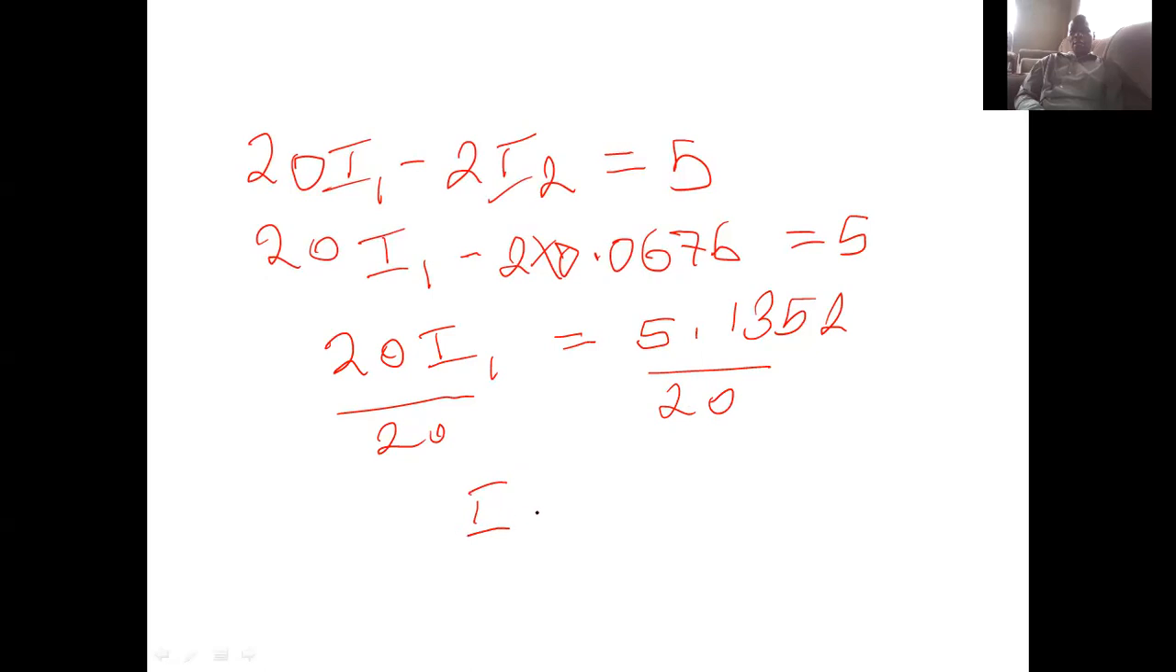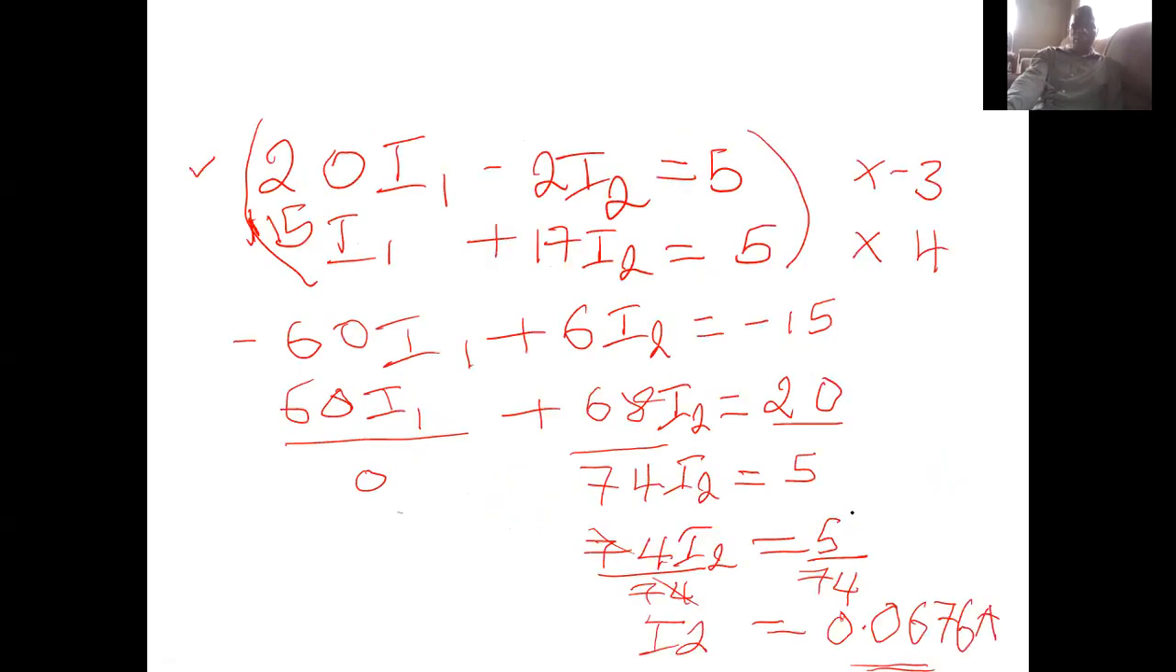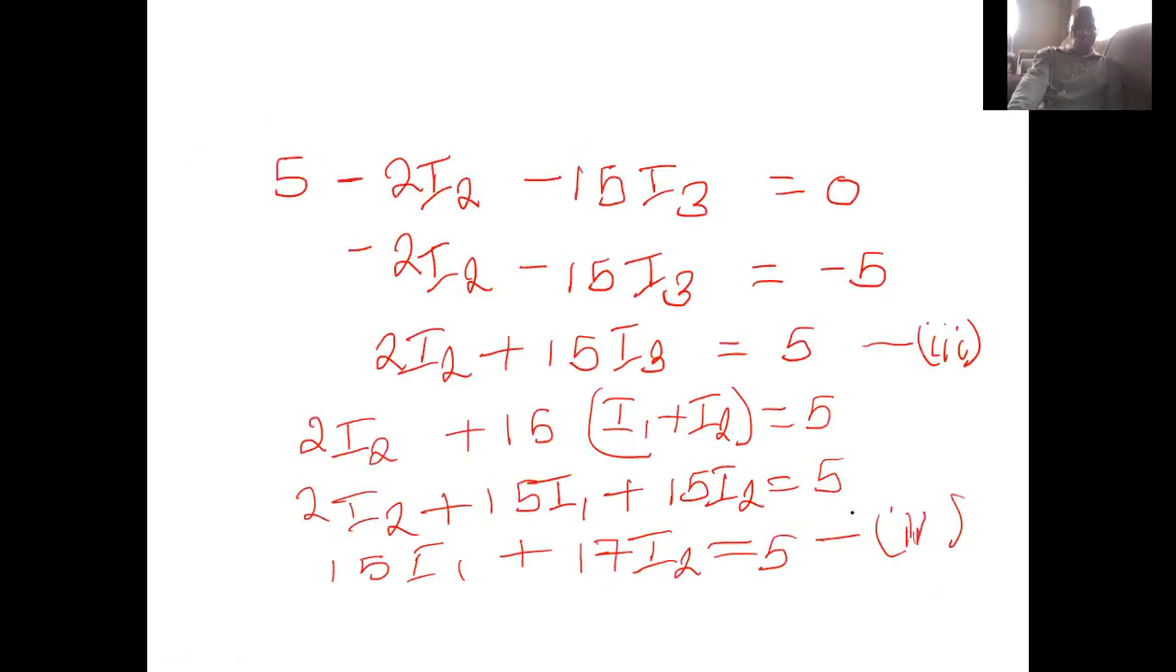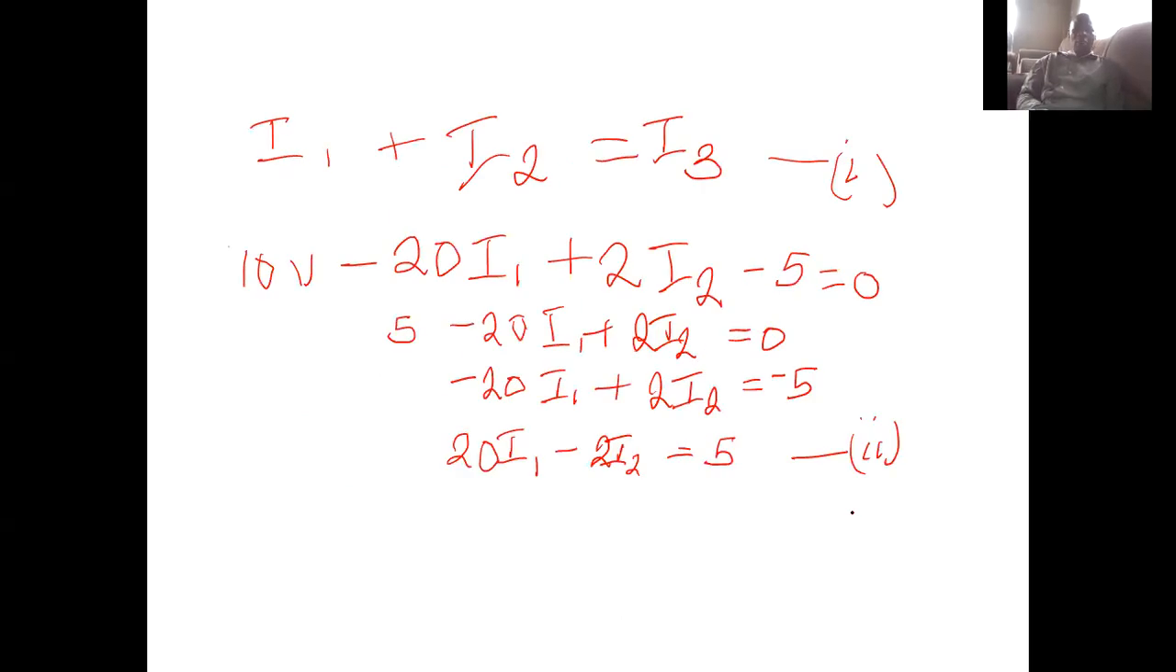so your i1 will be equal to 0.25766 amps. So we have found our i1 to be that value. And so for us to find i3, we merely use equation number one. Since we have found this one, you have found that one, you can just add them, and then you'll be able to get i3.